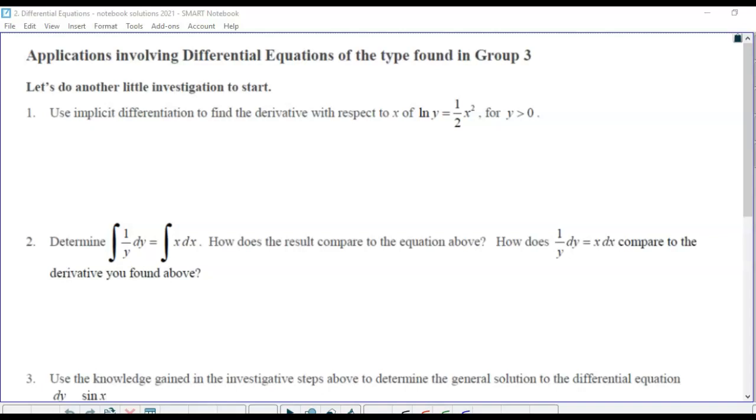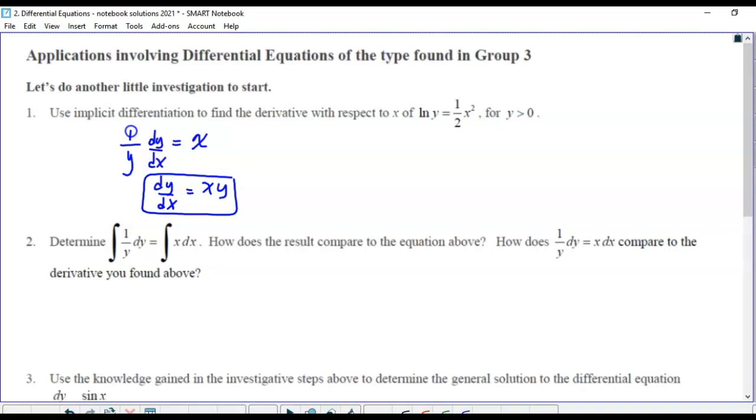First question says use implicit differentiation to find the derivative with respect to x of ln y equals a half x squared. So the derivative of the left side is 1 over y dy dx. The right side is just going to be x. Okay? So if we solve this, dy dx equals xy. So that's an example of a differential equation in terms of both x and y, both the independent and dependent.